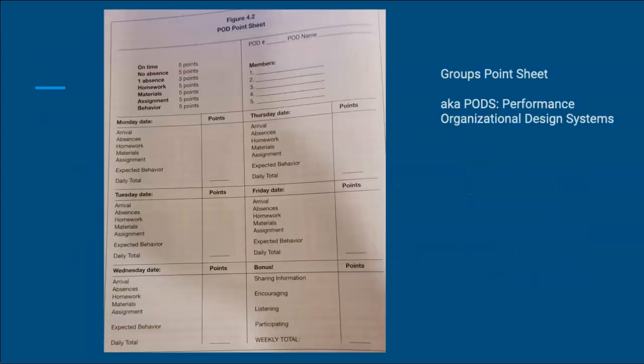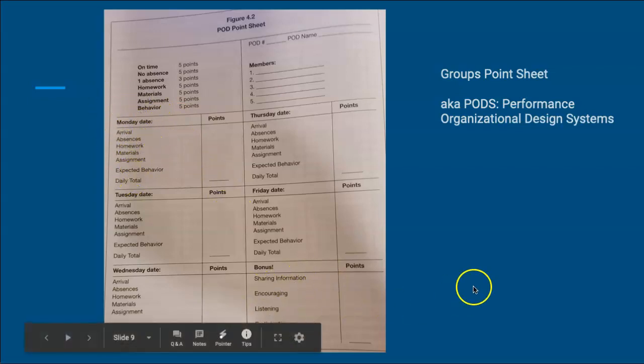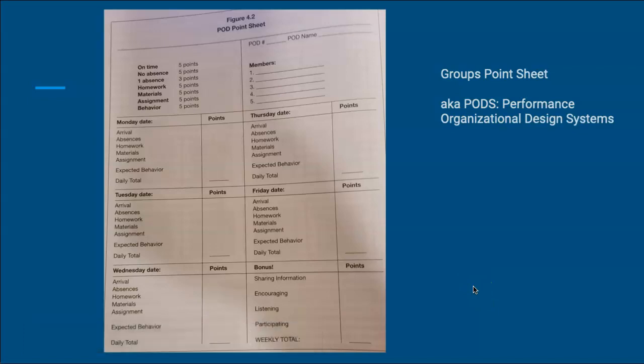So here's their example of the point sheet. The group members are here, the points are allotted here. They call it a POD, a performance organizational design system, rather than a team. I think group would be fine either way. And then every day they get points for what they complete and the total points. And then down here is the bonus points for whatever it is that the teacher decides is important.